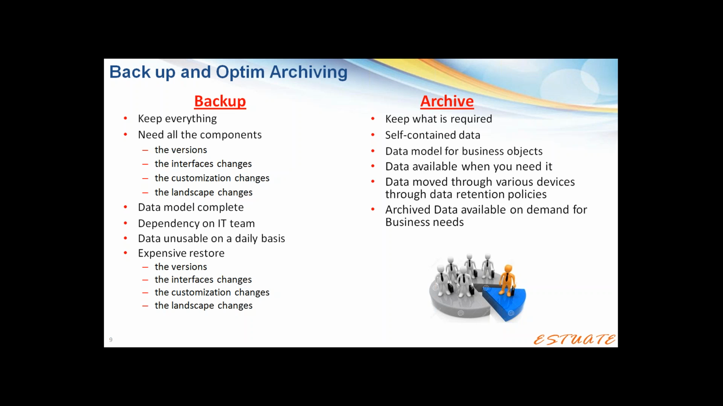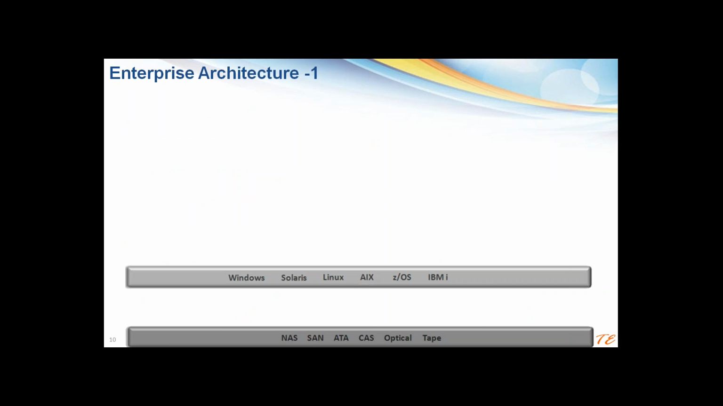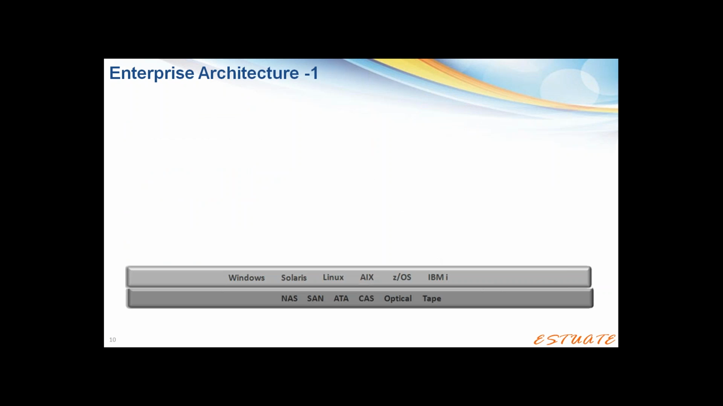Moving to the next slide. This slide mainly talks about the Optim compatibility with different systems. The first and foremost is that Optim is compatible with all the operating systems like Windows, Sun Solaris, Linux, etc. Once Optim performs the archival activity, it can store the compressed archive data in cheaper storage devices like SAN, NAS, and even offline storage devices like optical discs and tapes as well.